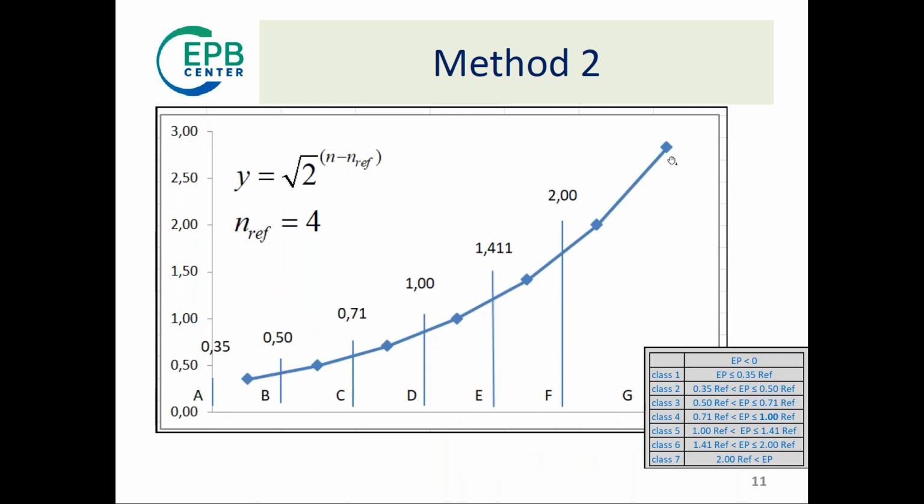So here you see, instead of a more or less linear scale as in method 1, you have a logarithmic scale here, which is more appropriate actually, because in practice it will be still much harder to come to more energy efficient buildings the more you go to the left to the already low energy building classes.